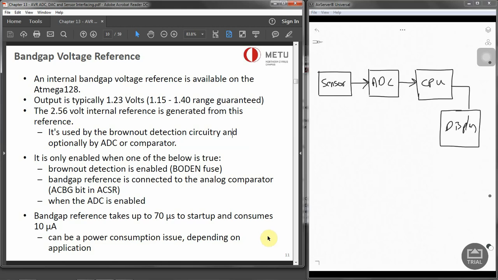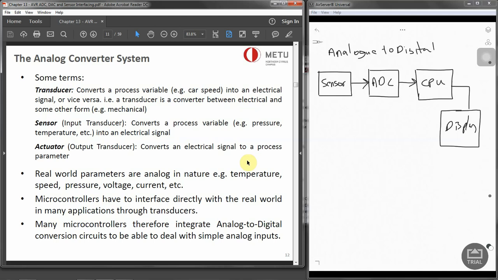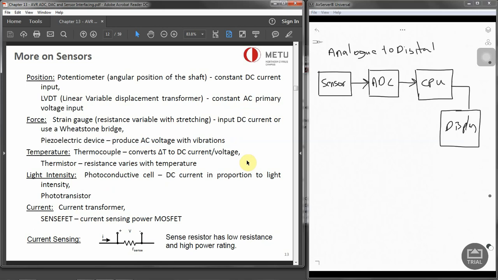So these are the steps that we need to take care of when we are interacting with the outside world, when we want to measure something. And this is known as analog to digital conversion. We need these ADC devices to convert any of these analog signals. For example, we can see different types of sensors that we can use for analog measurements: the position, the force, the temperature, light intensity, maybe the current. So these are all sensors that we can connect to the ADC, and we can interact with the outside world.